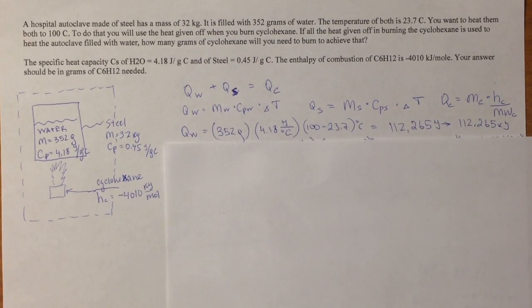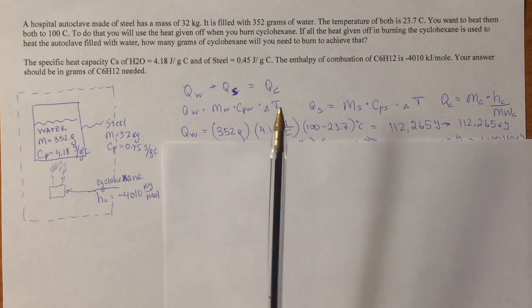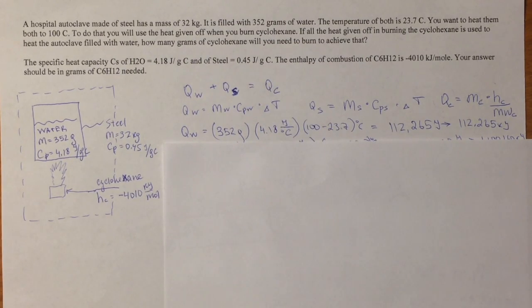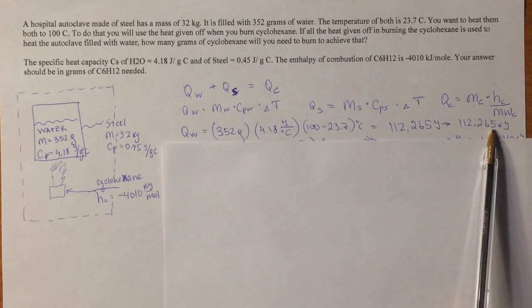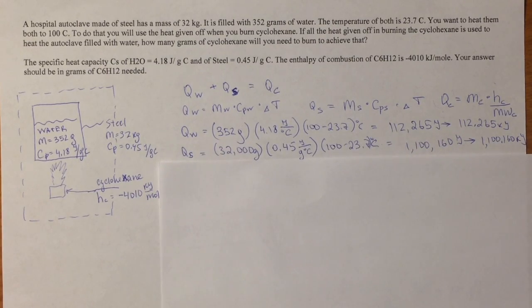Okay, so here we go. For the energy taken up by the water, we just plug in the mass, the specific heat capacity, and the delta T. So here we got 112.265 kilojoules. Now we do the same thing for the steel.